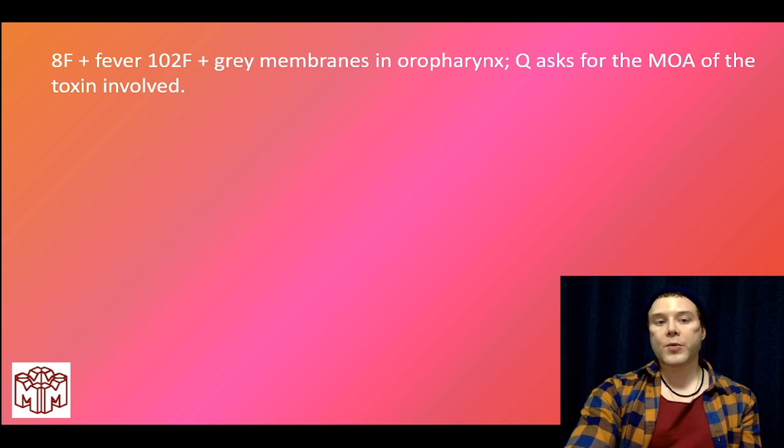8-year-old female, fever 102 Fahrenheit, gray membranes in oropharynx. So this is diphtheria. Q asks for the mechanism of action of the toxin involved. We said that it inhibits elongation factor 2. That's going to be inhibits translation. And Pseudomonas aeruginosa, a gram-negative rod, also inhibits elongation factor 2.